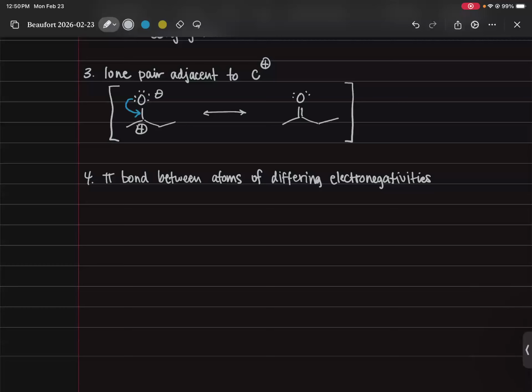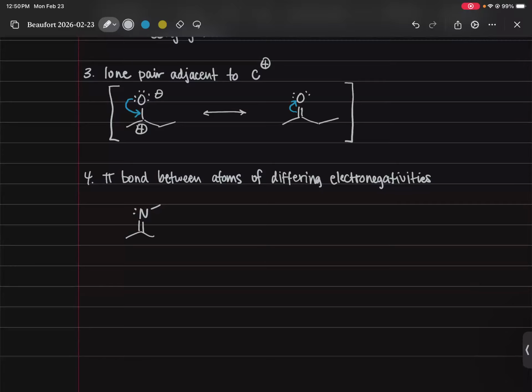So, 3 is an example, right? That pi bond is between a carbon and an oxygen. The oxygen is more electronegative than the carbon, and so when we draw a resonance structure, I'll draw the arrow going the other direction as well. So we go to that structure. So do a very slightly different example.